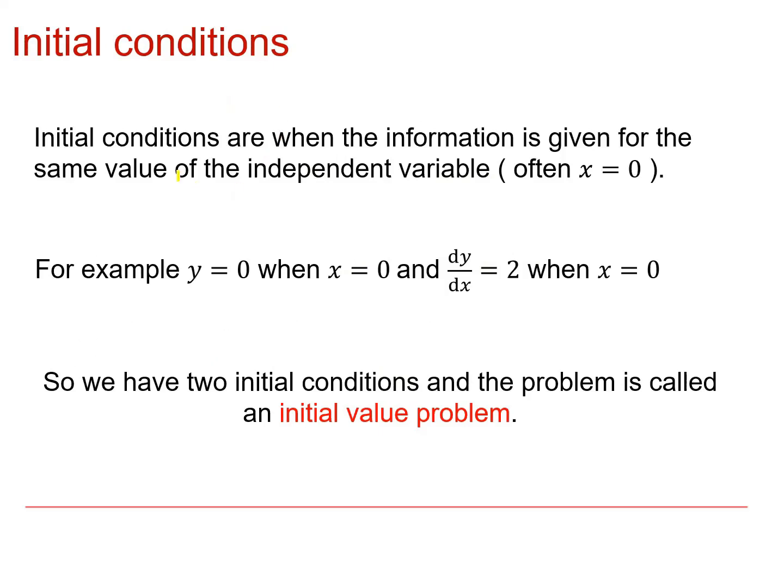Sometimes when we're finding a particular solution, we're given initial conditions. And this is when the information is given for the same value of the independent variable. Often x equals 0. So for example, we might have that y equals 0 when x equals 0, and dy by dx equals 2 when x equals 0. So we've been given two pieces of information, both related to when x equals 0. It's called an initial value problem.